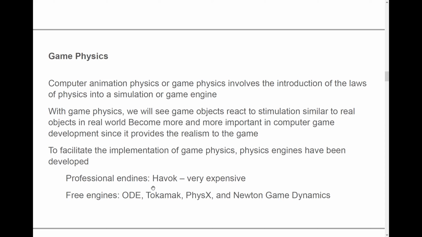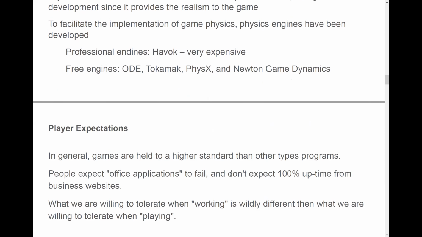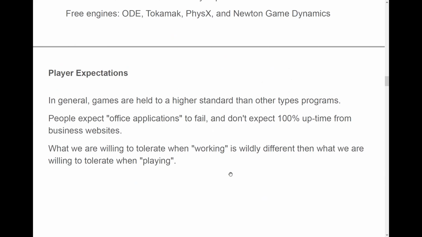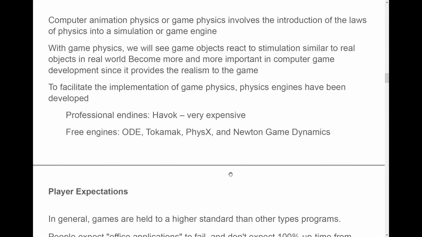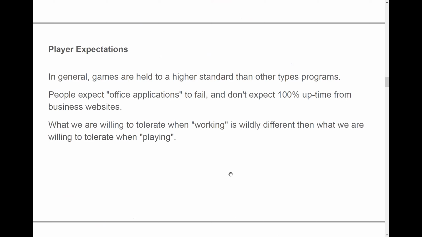So these are some of the game engines which we looked at earlier as well that have been developed. The physics engines, examples for them. Okay. Now we have game physics. We have physics engines developed using that. Now, what is the player's expectation?